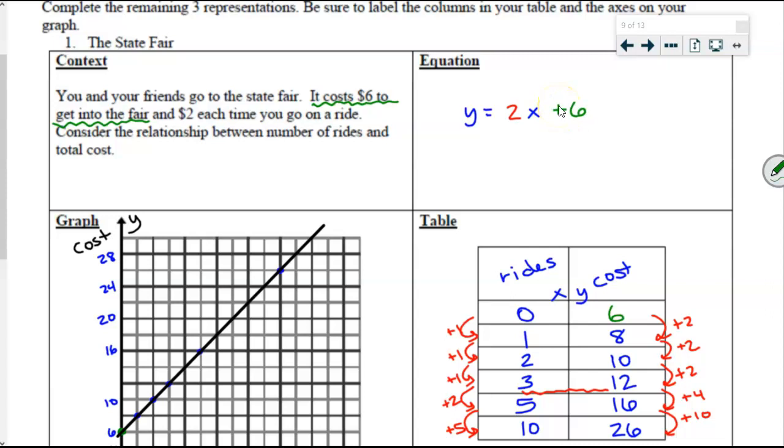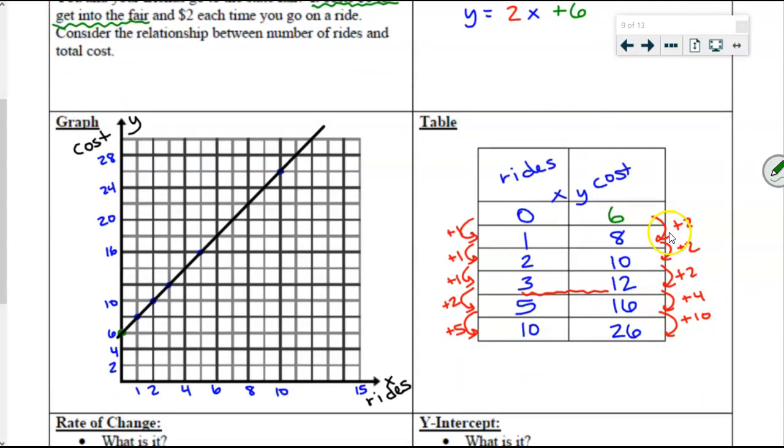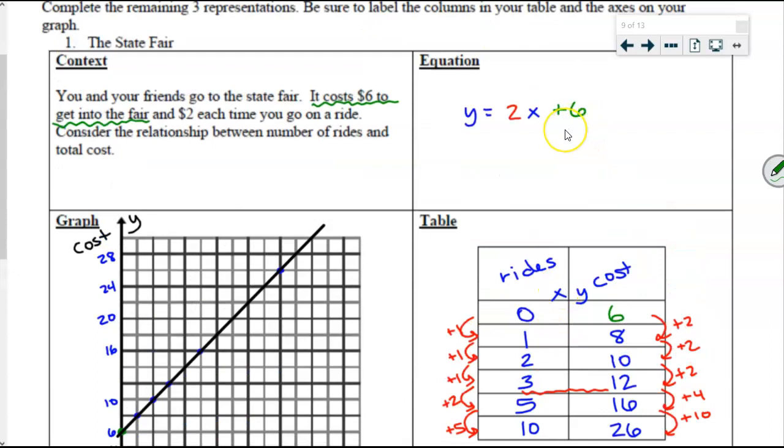Let's see if that makes sense. Each ride, how much am I paying just for the rides? $2. But the rides are changing, right? After I pay for the rides, what else did I already have to pay for? The extra $6 to enter the park. That is correct. Great job.